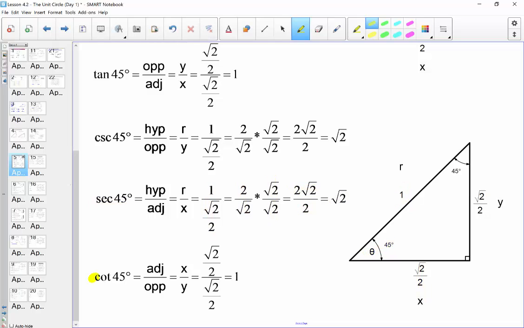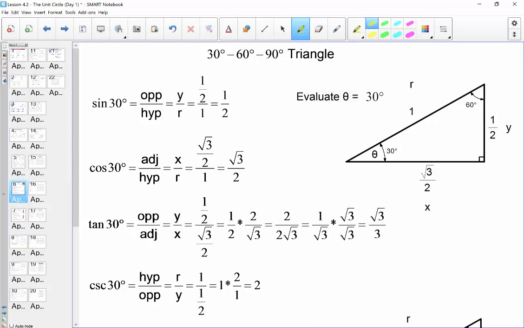The last one is the cotangent of 45 degrees, and that's just equal to the adjacent side, square root of 2 over 2, over the opposite side, square root of 2 over 2. And that big fraction just reduces down to 1, because any number over the same number equals 1. Now let's look at a 30-60-90 degree triangle and evaluate it at the angle theta equals 30 degrees.